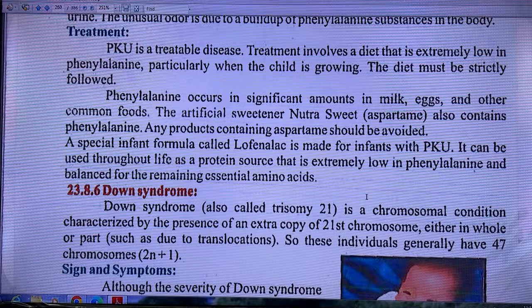A special infant formula called Lofenalac is made for infants with PKU. It can be used throughout life as a protein source that is extremely low in phenylalanine and balanced for the remaining essential amino acids. Down syndrome.